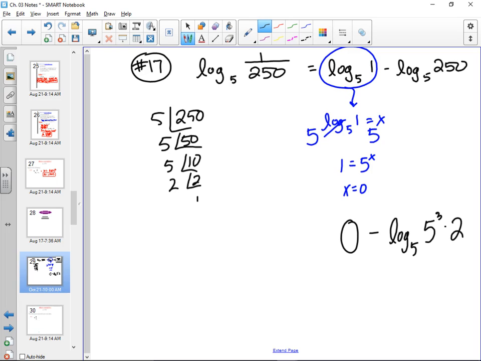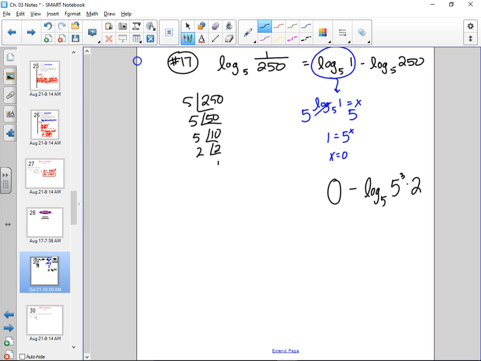Now what can I do now that there's a times? Just split it up and say, oh, hey, now I can make it negative log base 5 of 5 cubed plus log base 5 of 2. What happens to this little dude over here? Kind of cancels, but do you know what's left? Log base 5 of 5 undoes each other. You have a 3 left.